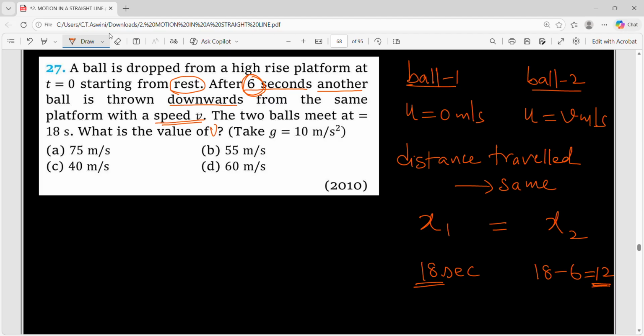And you have to find the value of v here. Question is missing. You have to find the speed of second ball. So what shall we do? What is the formula for distance travel? It is ut plus half a t square. Now apply it for first and second balls.